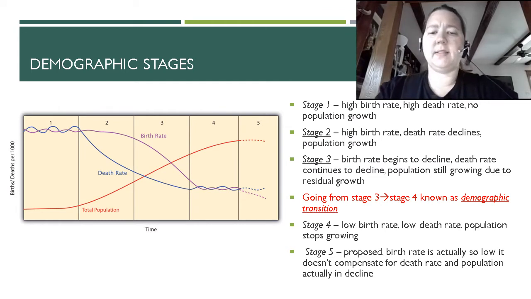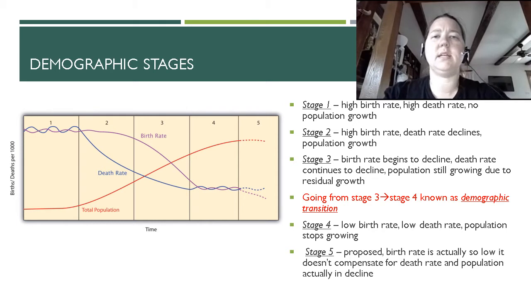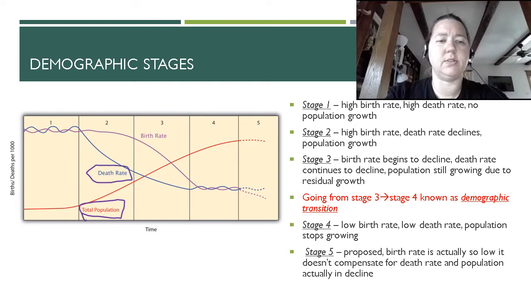So I said we would talk about the demographic transition. Demographers have divided categories of populations into stages. So here's a graph of it, starting with stage 1, 2, 3, 4, and 5. Looking at this graph, the red line here is total population, this blue line here is your death rate, and this purple line here is your birth rate. So we have a comparison of our birth rate and our death rate to our total population numbers.